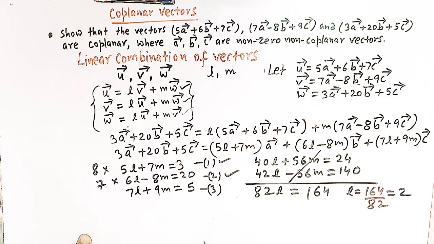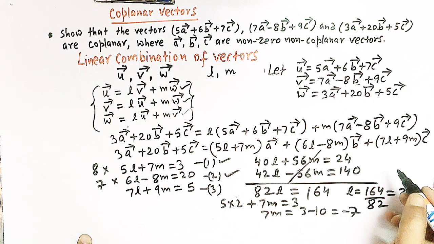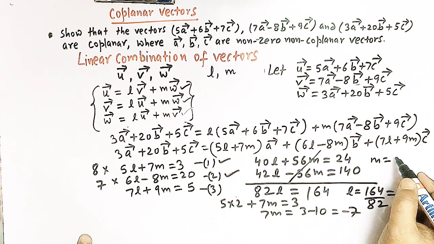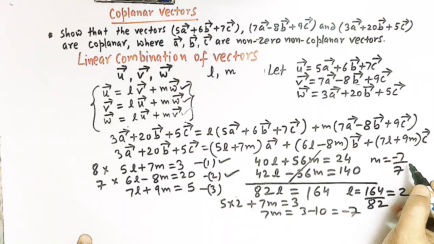So here we can now take L is equal to 2 in equation 1. So we have 5 times 2 plus 7M is equal to 3. 7M is equal to 3 minus 10, that is minus 7. So the value of M is minus 7 over 7, that is equal to minus 1.